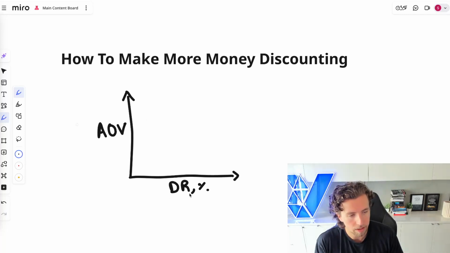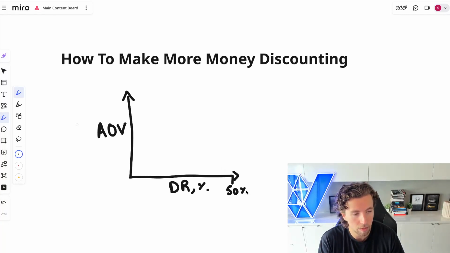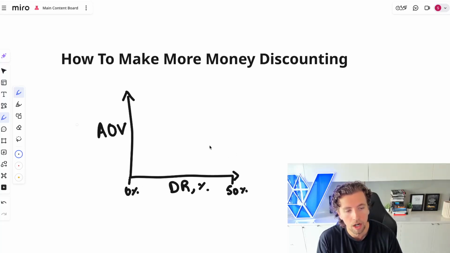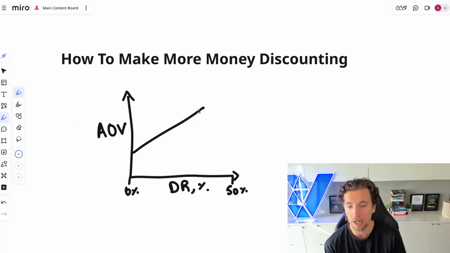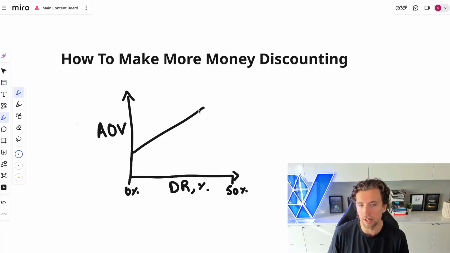What should end up happening is that if you put discount rate on the y-axis, and so as we go to the right, let's say that this peaks out at 50%, and so all the way over here, we're discounting all products by 50%, and then all the way over here, we have 0%, and then we're sitting somewhere in the middle. What we ideally want to see is that as we increase our discount rate, our average order value increases. And the reason why we want to see that is because when people are given an opportunity to save more, they generally will spend more because they want to capitalize on that sale.